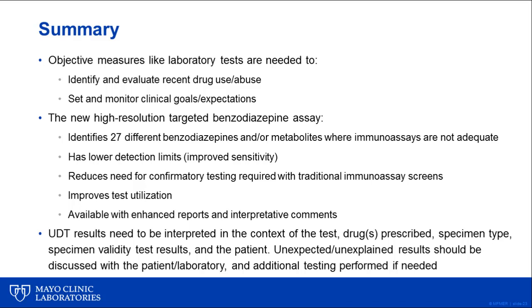In the end, all urine drug tests must be interpreted in the context of the test, the drugs prescribed, specimen type, time since last dose and sample collection, specimen validity results, and the patient. Unexpected or unexplained results should be discussed with the patient and laboratory, and additional testing performed if needed.